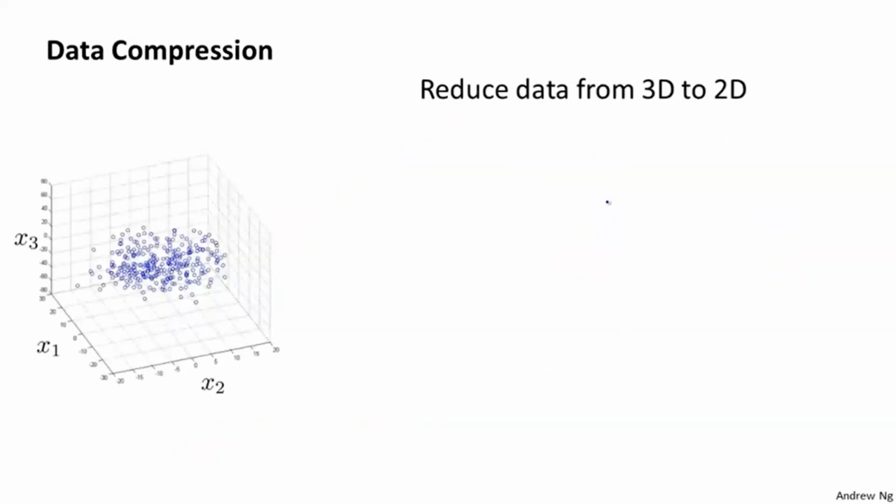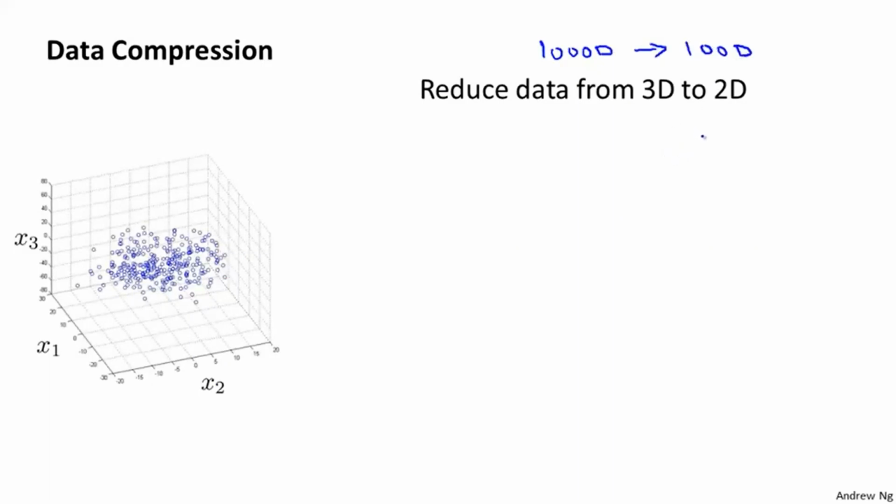On the previous slide, we showed an example of reducing data from 2D to 1D. On this slide, I'm going to show another example of reducing data from 3-dimensional or 3D to 2-dimensional or 2D. By the way, in a more typical example of dimensionality reduction, we might have 1,000-dimensional or 1,000D data that we might want to reduce to, let's say, 100-dimensional or 100D.